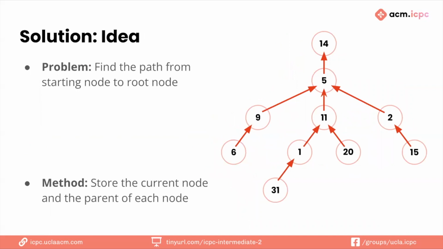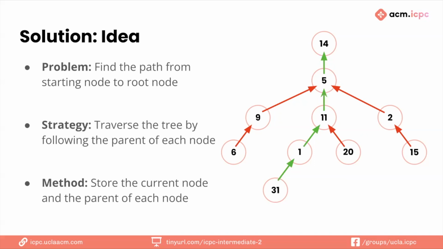So our problem then becomes find a path from the starting node to the root node. For example, starting at 31, we go to 1, then 11, then 5, then 14. So the strategy just becomes traverse the tree by starting at a node and going to the parent of each node. Using the terminology from earlier, all that means is going from a node directly upwards. When you go straight up, you go to the parent of your node.